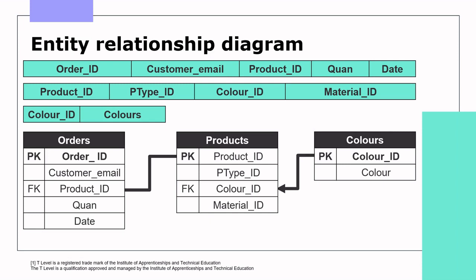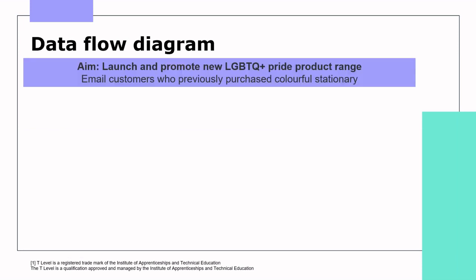So you might want to select other colorful items. And the color information from the color table is connected to the products table. So we can now see that relationship, and we can run a query on already existing colorful products to help gain some insight into the new range. And once we have the new product ready and launched, the organization might decide to directly email certain customers, such as those who previously bought some of the colorful products that were on offer, to see if they'd like some of the color and Pride stationery range too.